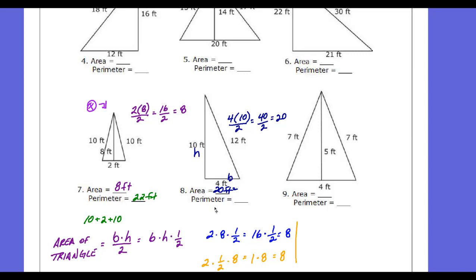Get my B for base out of the way. For the perimeter of this triangle, we have a height of 10. We're adding a base of 4. And then we're adding this side that's 12. We call that side, by the way, a hypotenuse, because this is a right triangle. And so we would have 10 plus 4 is 16. 16 and another 12 would be 28 feet.